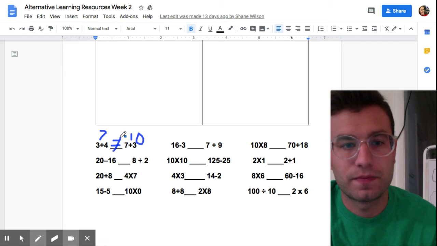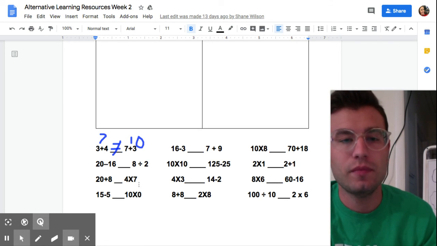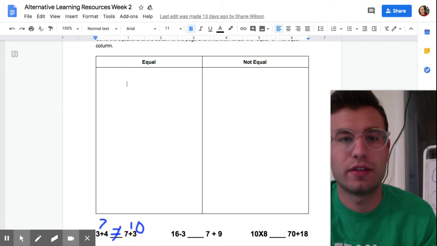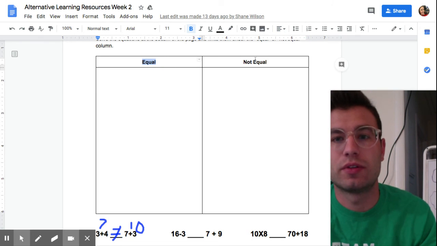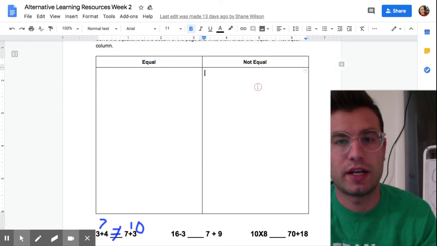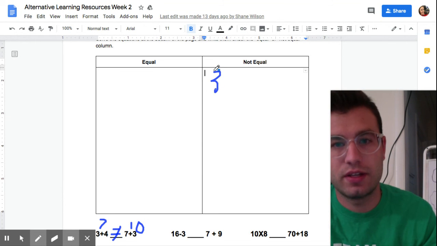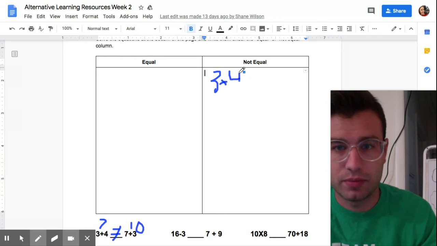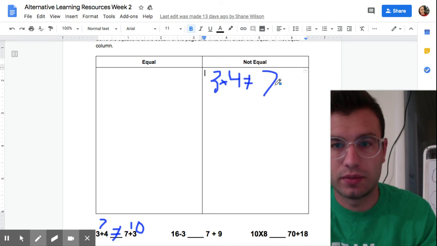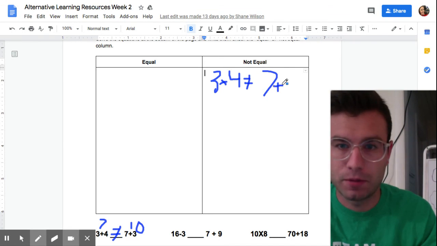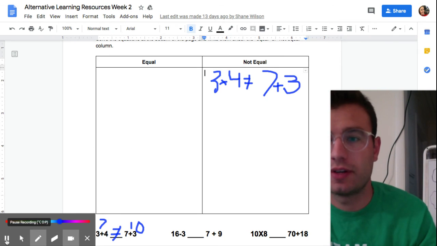So here's what we do with that. We're going to write that equation on either this side that says equal or this side that says not equal. I think it's not equal, so we're going to write it here. We're going to write 3 plus 4 is not equal to 7 plus 3. Okay, pretty simple. Click pause, finish them up, come on back for your answers.